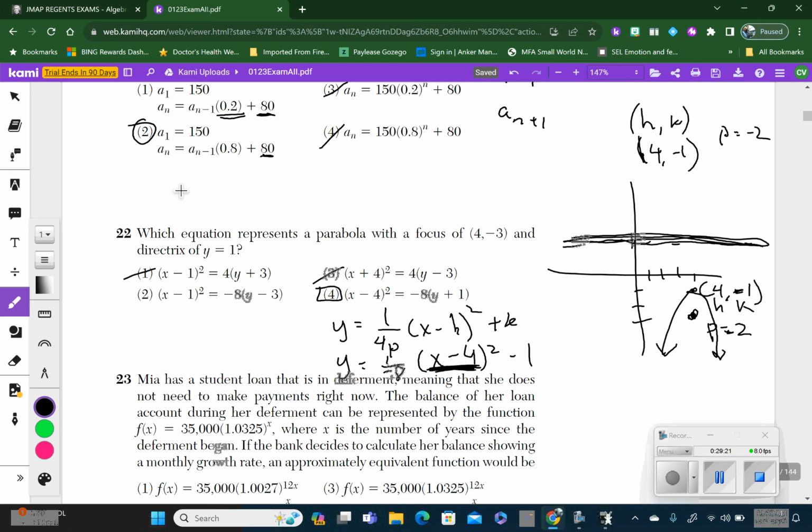And if you were to multiply both sides by negative 8, right? You can manipulate this a little bit, right? Add the 1 here, so you get y plus 1. Multiply both sides by negative 8 to get it to look like number 4.